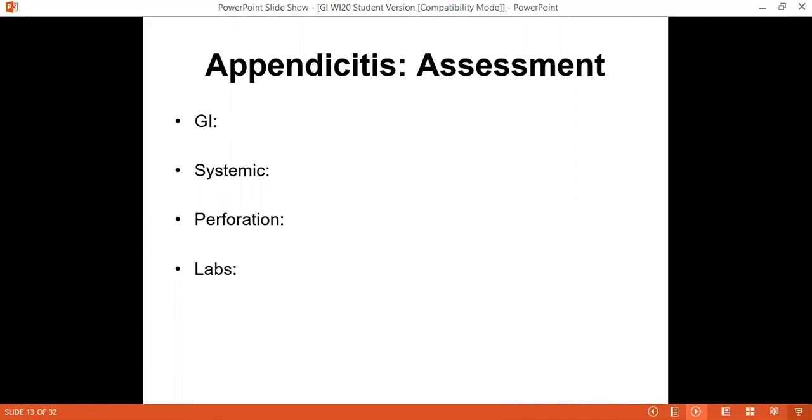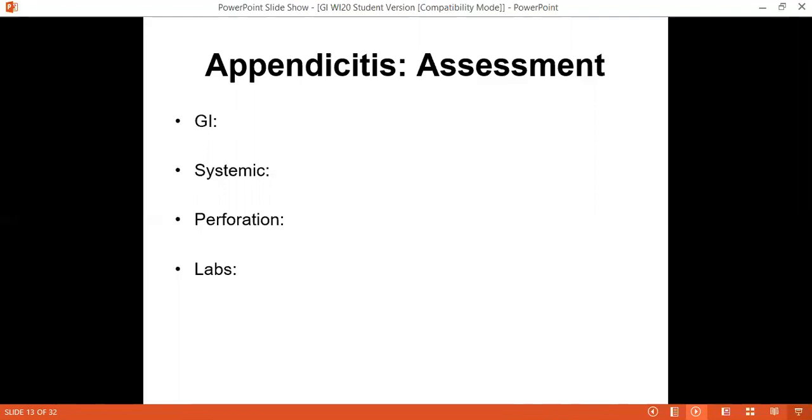What your assessment looks like, the GI complaints would be right lower quadrant abdominal pain. We often say that that's McBurney's point, that they have pain at McBurney's point. It's severe and constant. It's aggravated by movement. They have nausea, vomiting, anorexia. The systemic assessment would be that they're lethargic, irritable, pale, with difficulty walking and a low-grade fever.